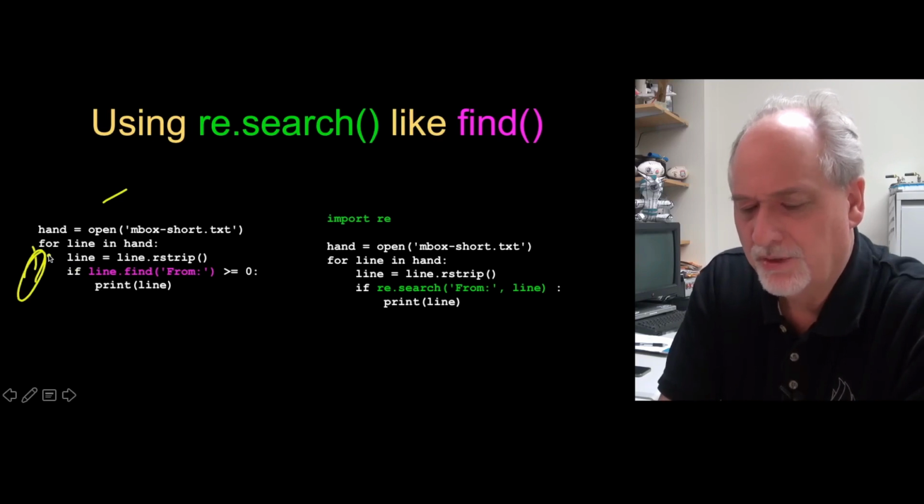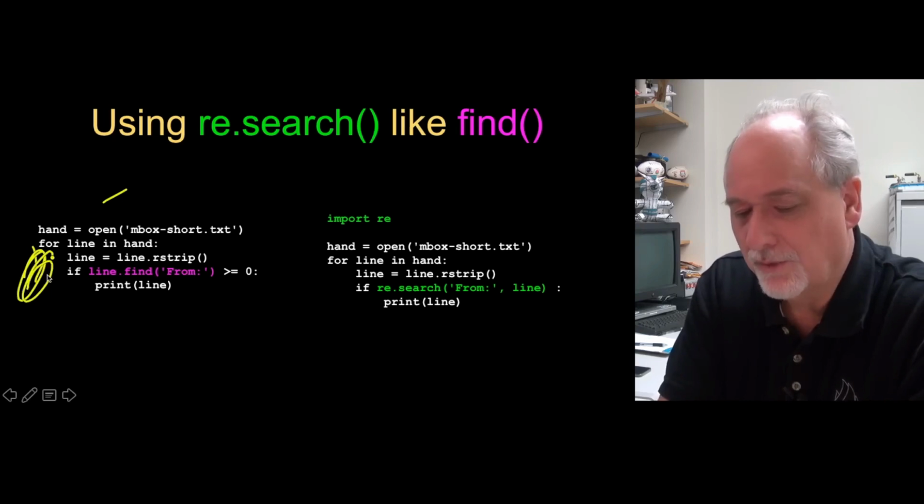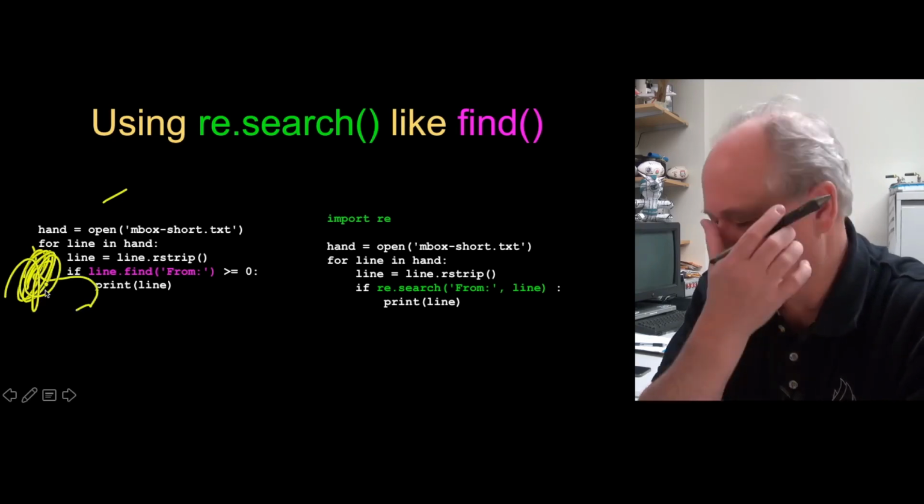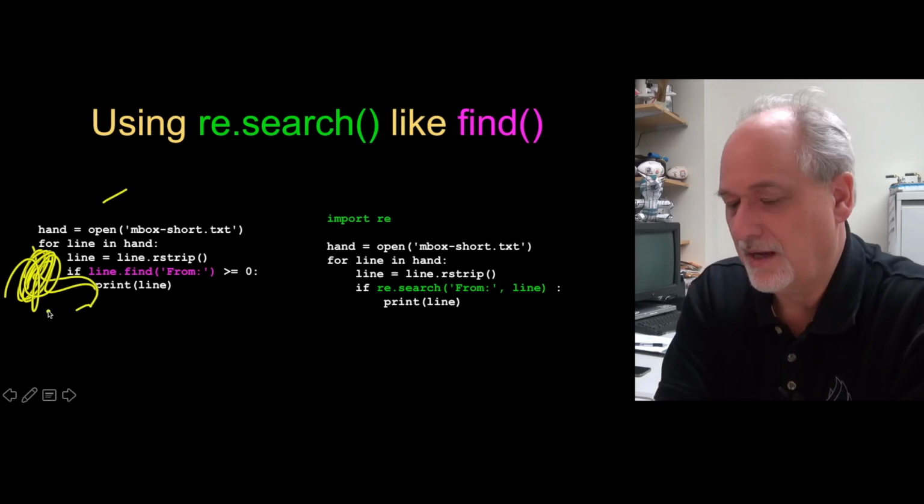Whole file, we strip off the lines text, and then we say if line.find from is greater than or equal to 0, then we print it. It gives you -1 if it's not found, and so it reads all the lines, and once in a while it'll print it out. So that's kind of like a needle in a haystack.